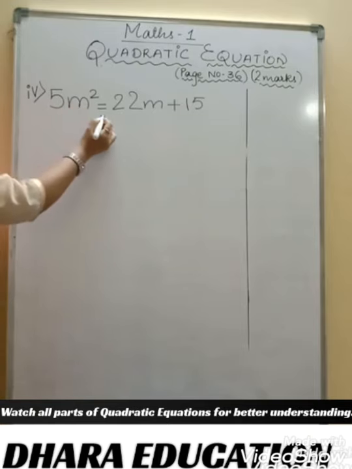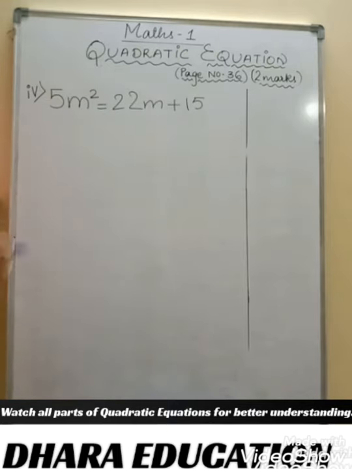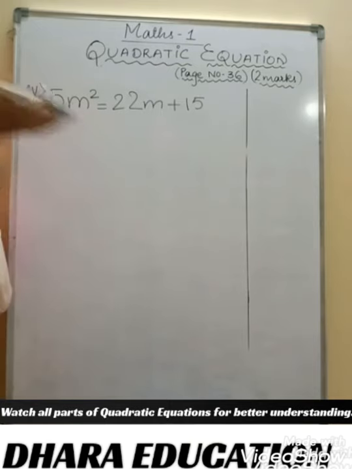Alright students, this is another sum, the fourth one: 5m squared is equal to 22m plus 15. So yes, it is slightly different. The equals sign is here. So what do we have to write? Yes students, we have to write the standard quadratic equation form, correct?